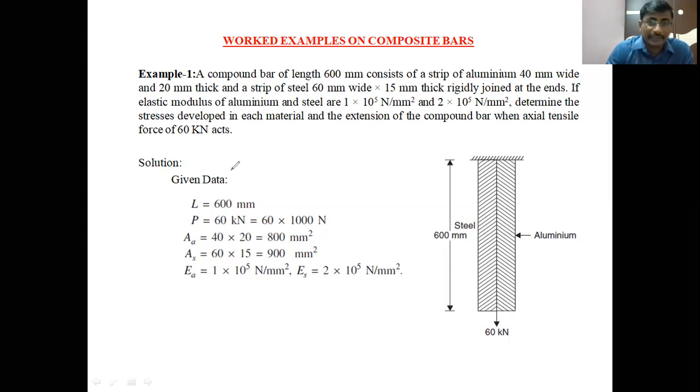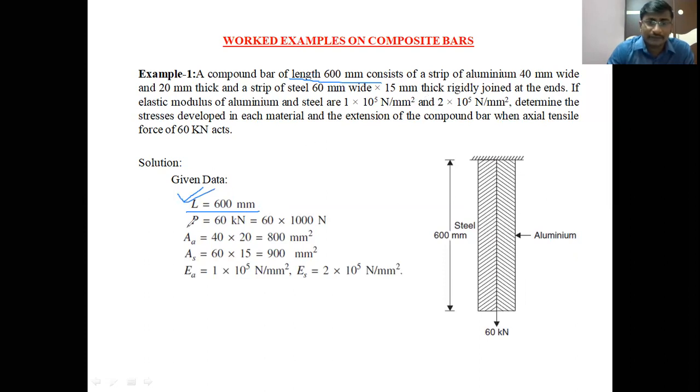Now let us go to the data. So given data, what is the data? You have to write the given data from the problem by reading the problem. Length is 600 mm. Initial length of the members is 600 mm. Why am I taking L? Because the initial length of each material is the same initially. So that's why we are taking L, not L1 and L2 or Ls or La.